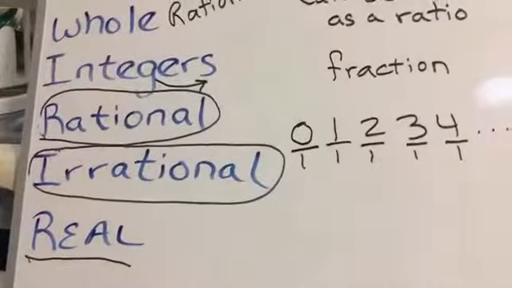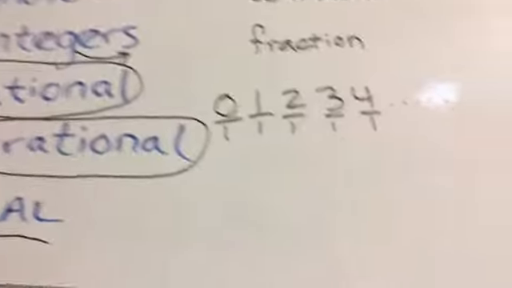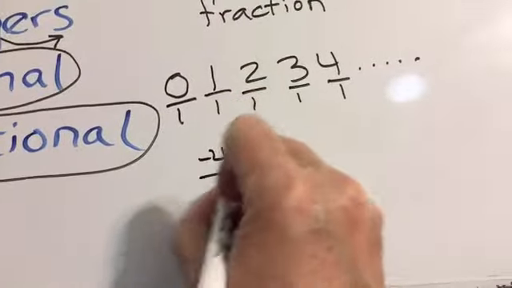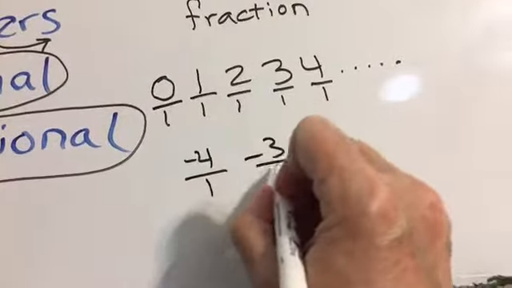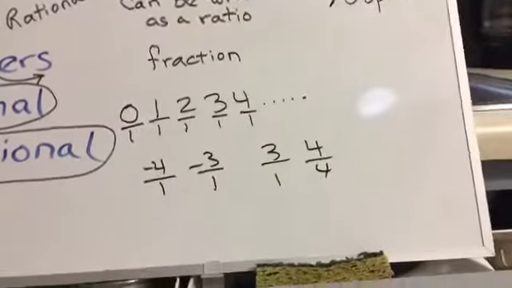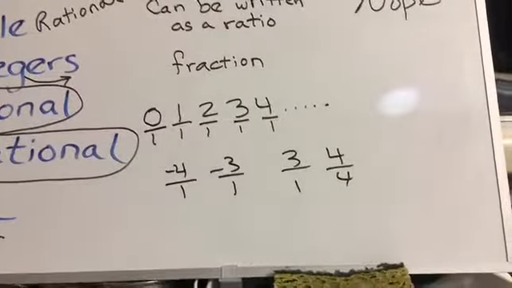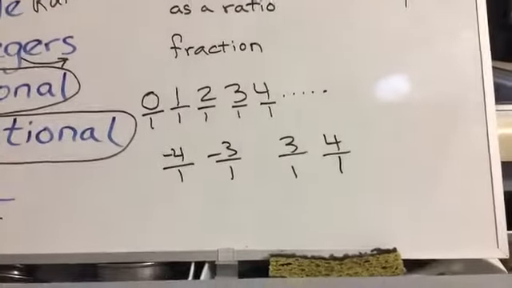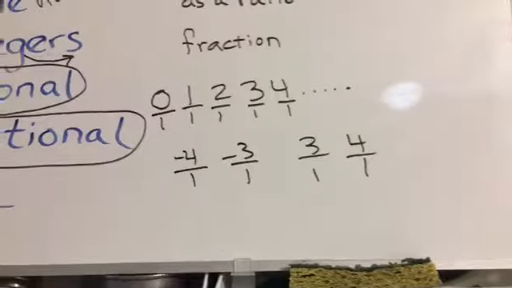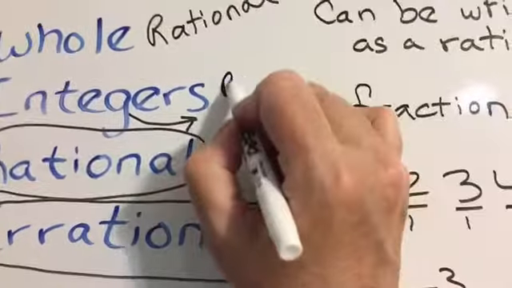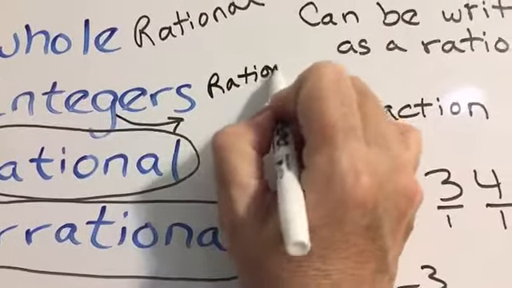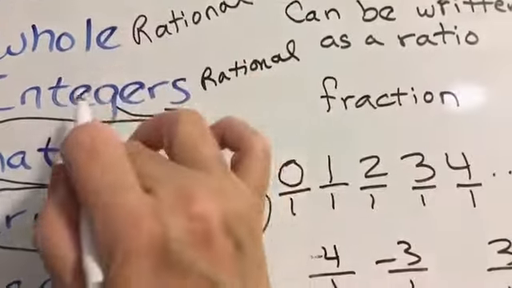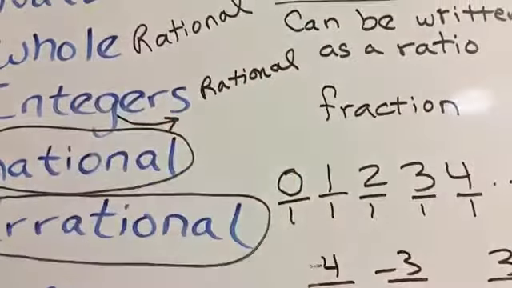Okay, what about the integers? Well, -4 over 1, -3 over 1, 3 over 1, 4 over 1, those are integers, and they can all be written over 1, therefore they are rational. So we have natural, whole numbers, integers are all rational.